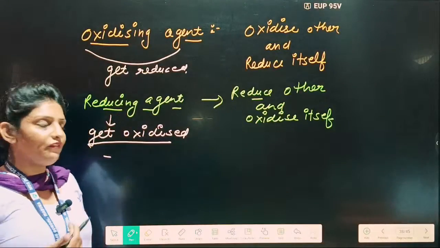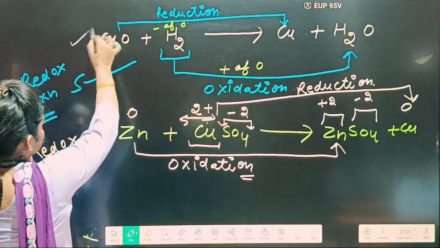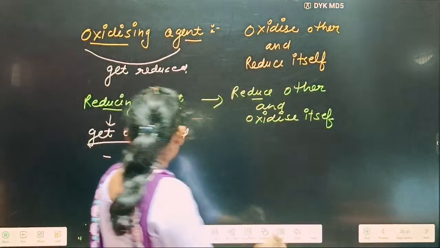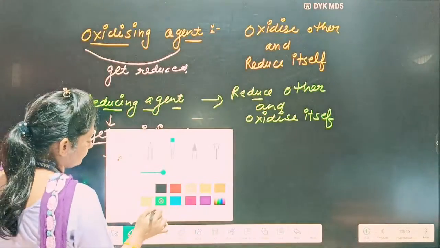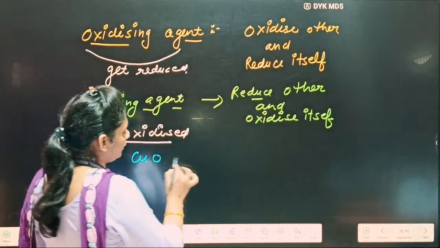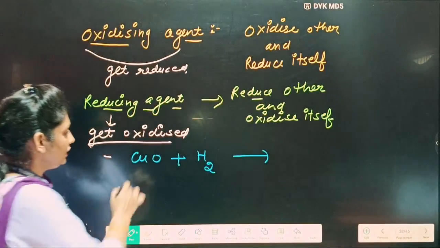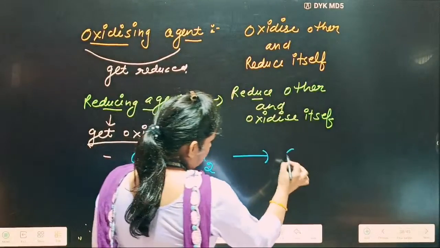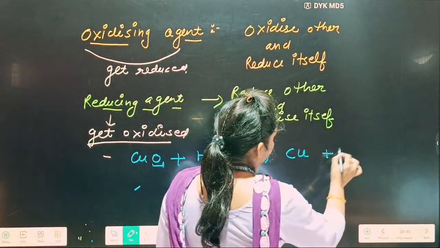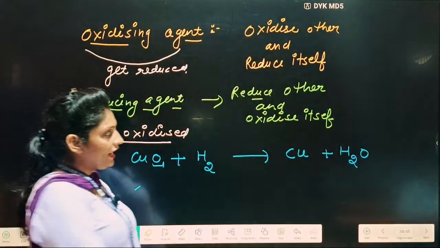Like students, if we have one example, yesterday we were doing this one, CuO plus H2. Students, if you have copper oxide and it reacts with hydrogen, then what will happen here? Here this oxygen gets removed from here and we get copper only. And this oxygen is added to hydrogen and we get water here.